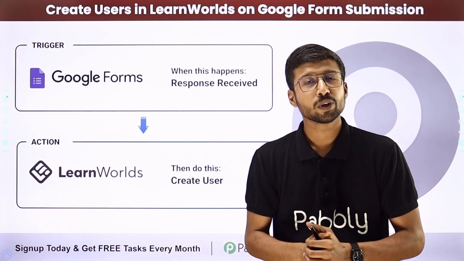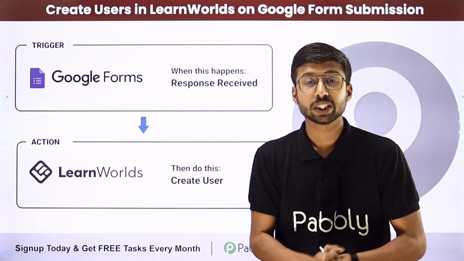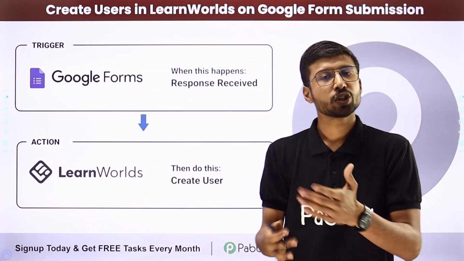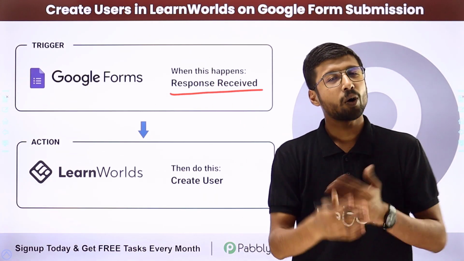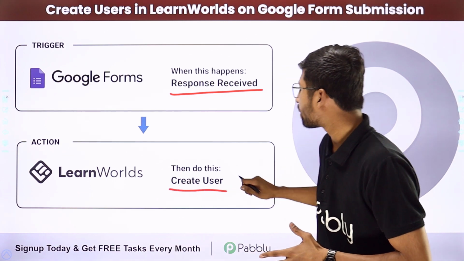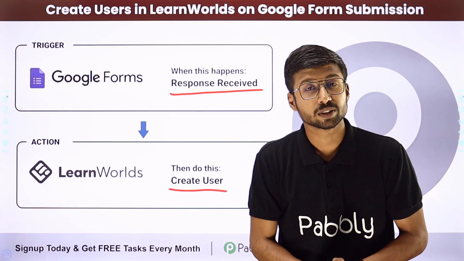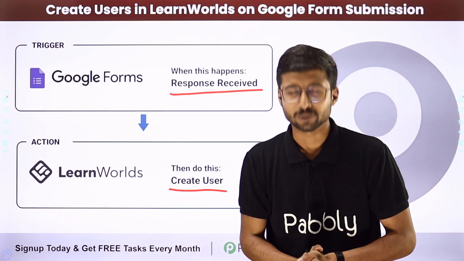So the manual process of doing this is very repetitive and time consuming. So in this video, we are going to see how you can automate it. In this automation, whenever we receive a new response in Google Forms, automatically with the same responses, same details, we are going to create or add the person as a user in LearnWorlds. Now guys, how can you set up this automation? To know this, you have to come with me to my screen.